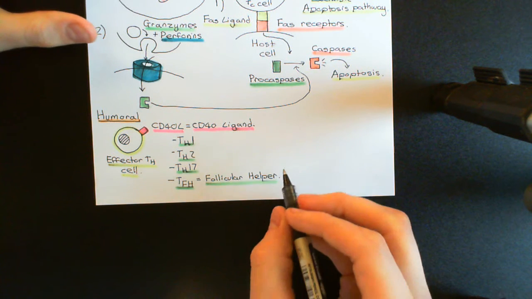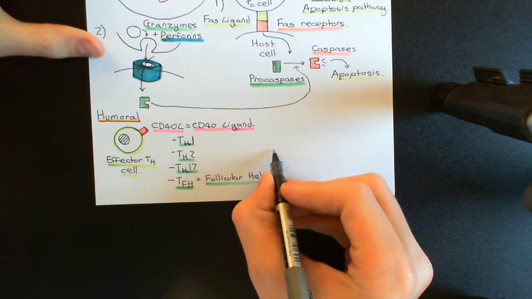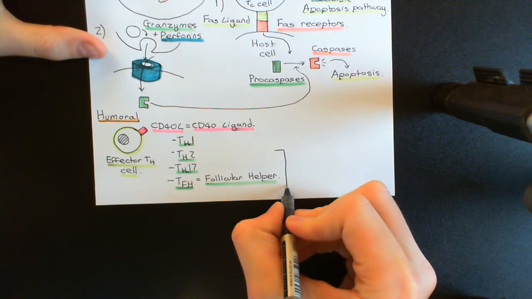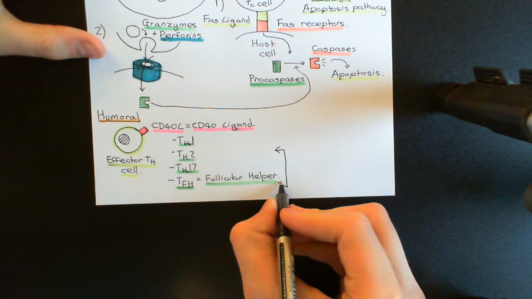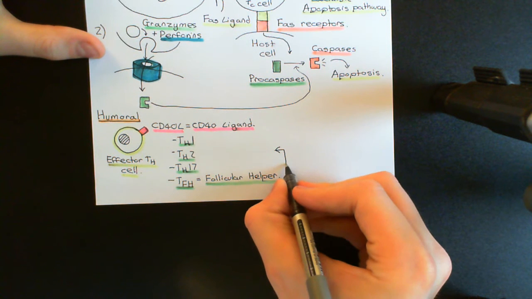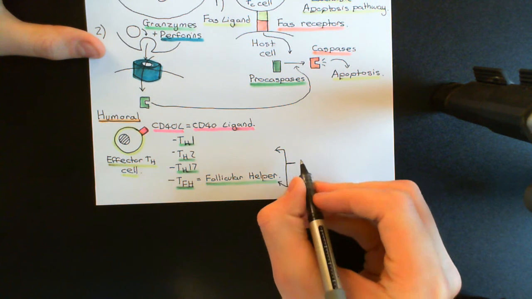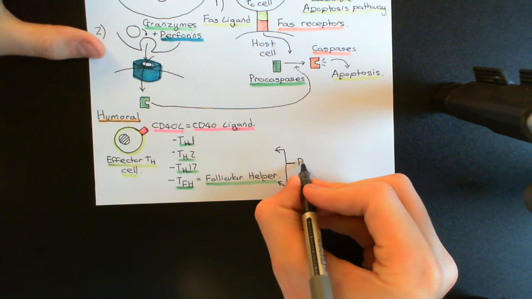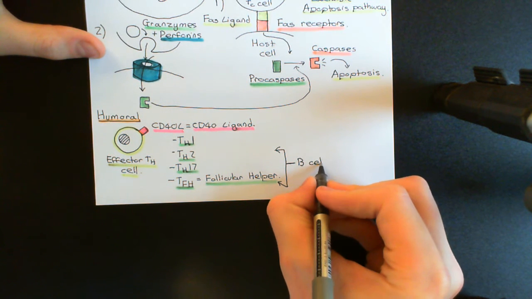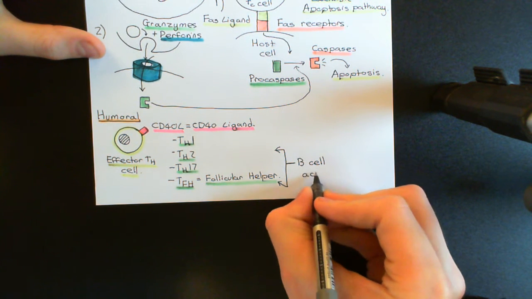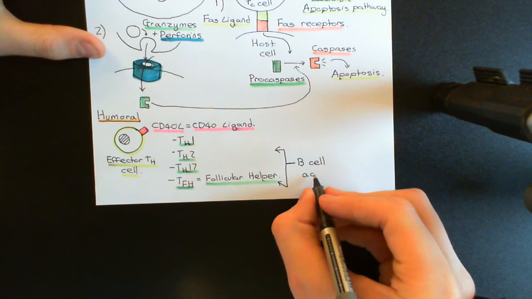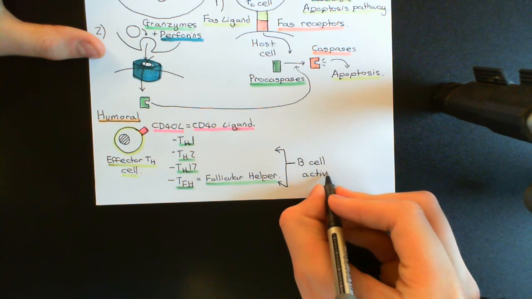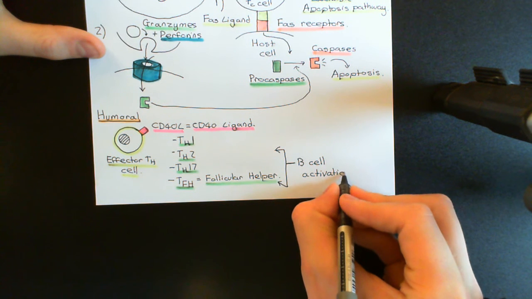So, let me now talk about what the functions then of these different effector helper T cells are. So T helper 2 and T follicular helper I'm going to start off with. These two are both absolutely brilliant at B cell activation. Now, all of the different types of effector helper T cells that I've got listed here, T helper 1, T helper 2, T helper 17, T follicular helper, they are all capable of helping B cells become activated.